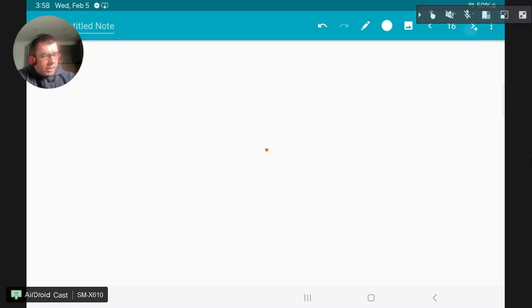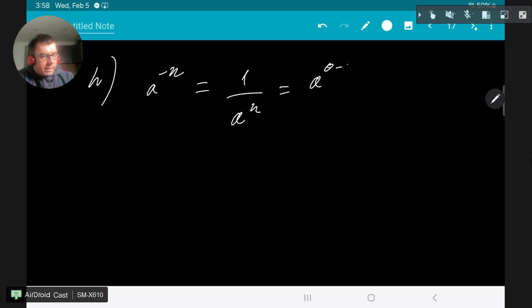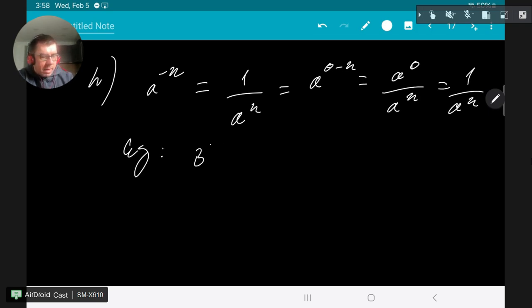Then the more general property here is a to the power of minus n is 1 over a to the power of n, which proceeds in the same manner. This is a to the power of 0 minus n, which is a to the power of 0 over a to the power of n, which is 1 over a to the power of n. So for instance, if I have 3 to the power of minus 2, this is 1 over 3 to the power of 2, which is 1 over 9.